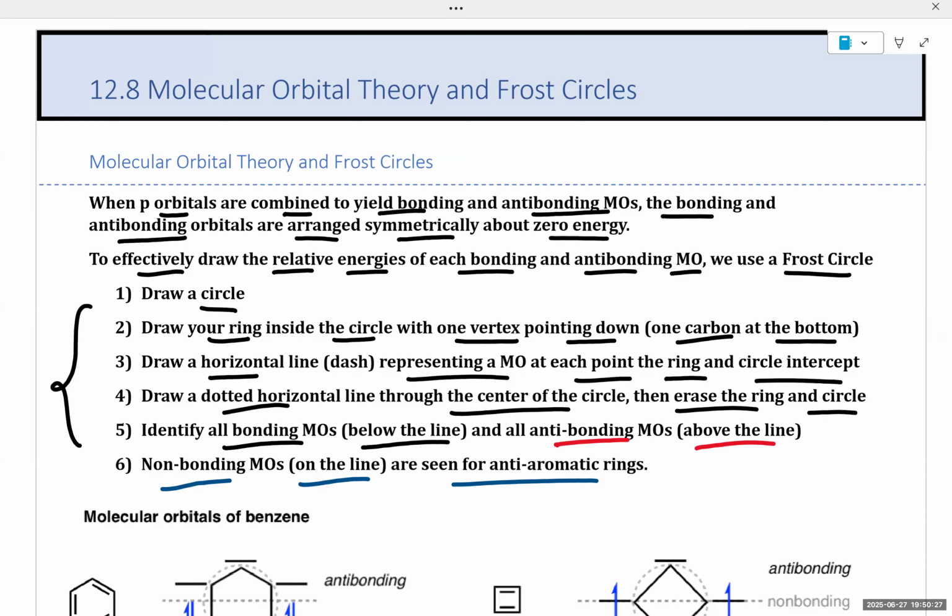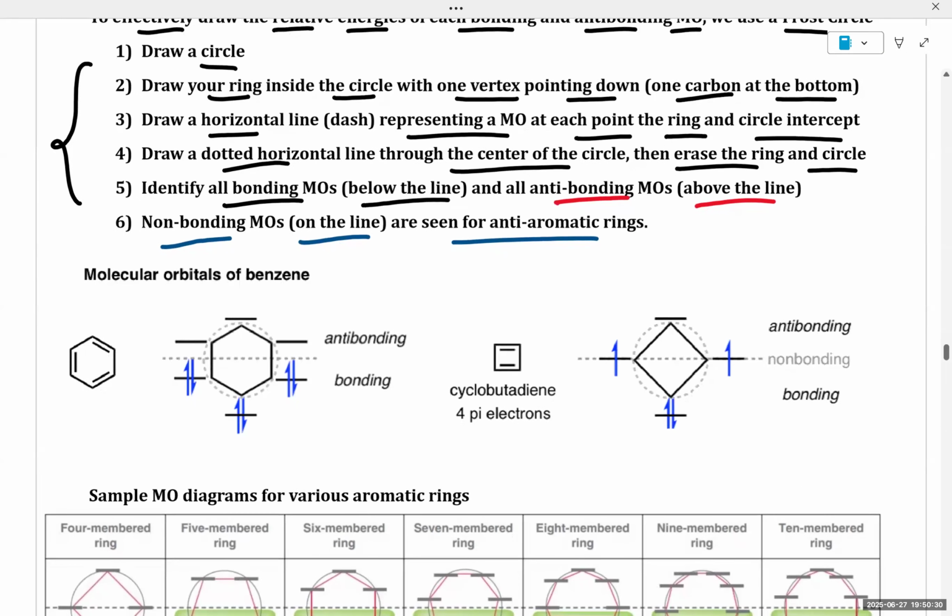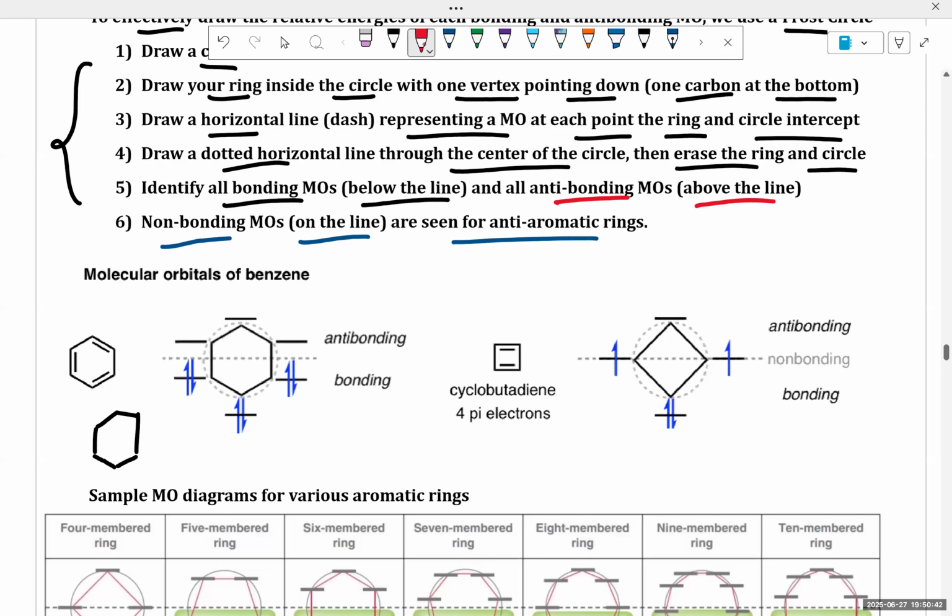This looks complicated, but in practice, it's quite simple. So here's benzene. If you draw the Frost circle, you draw a circle and you draw your ring. So here's the circle. At each point in the ring, you draw a line noting the position of a molecular orbital. You then draw a dividing line down the middle. On top are antibonding molecular orbitals. On the bottom are the bonding molecular orbitals.